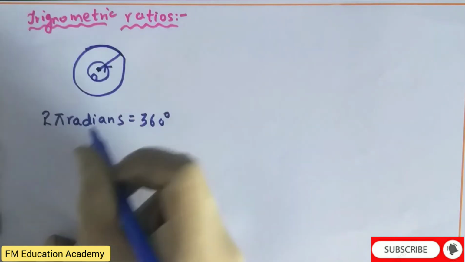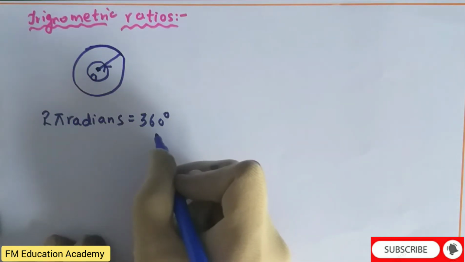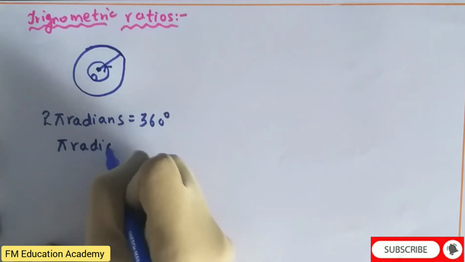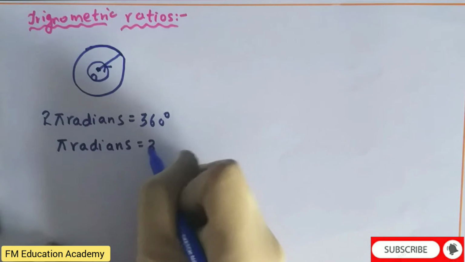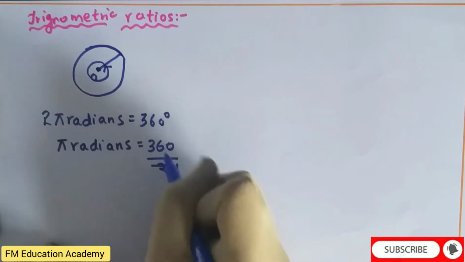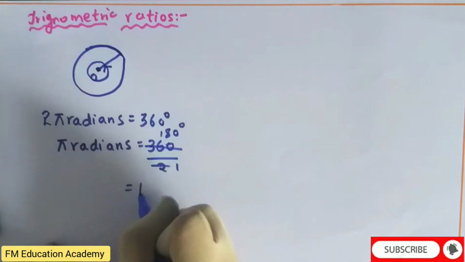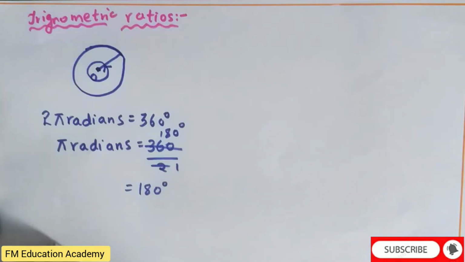So if 2 pi radians is 360 degrees, then what is pi radians equal to? Pi radians will be equal to 360 by 2. What is 360 by 2? It is 180 degrees. So pi radians will be equal to 180 degrees.